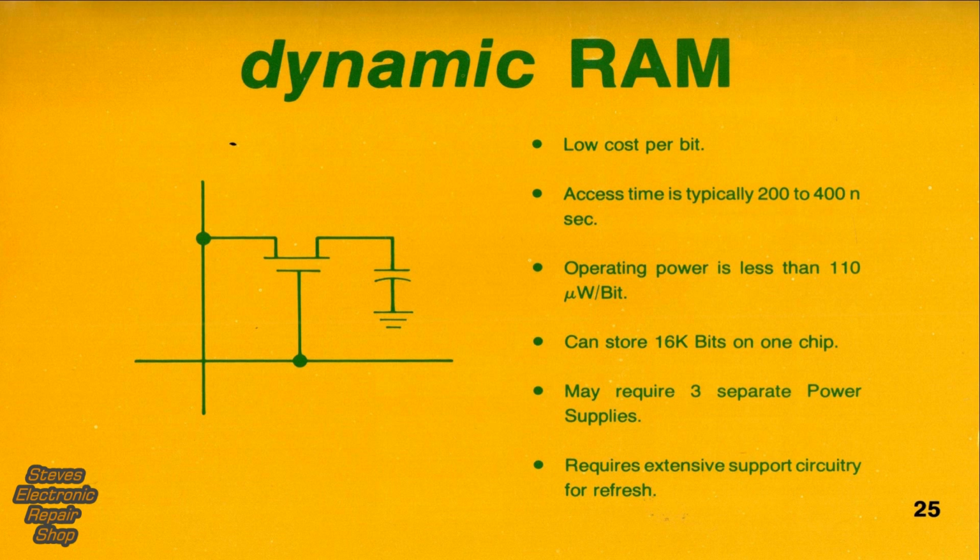Typical characteristics of the dynamic RAM are shown here. They begin with the advantageous low cost per bit. Access time is typically 200 to 400 nanoseconds, and operating power is less than 110 microwatts per bit. Storage capacity is up to 16 kbits. The disadvantages of the dynamic RAM are that it may require 3 separate power supplies and extensive refresh support circuitry. Nevertheless, it's an excellent device for large systems that require huge memory capacities.